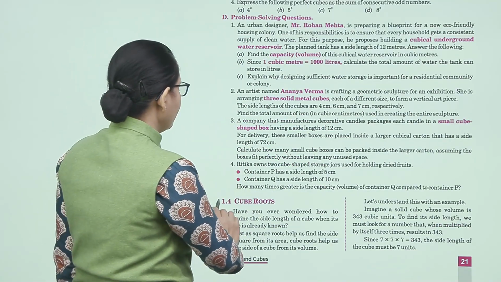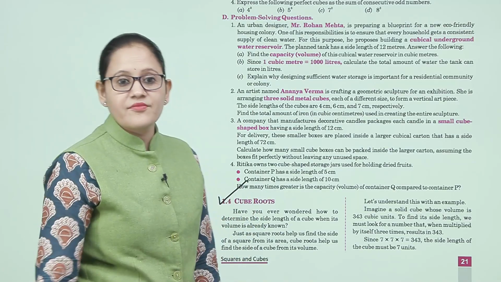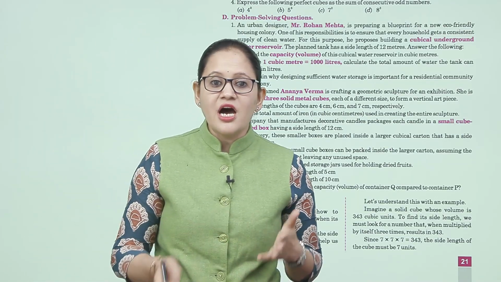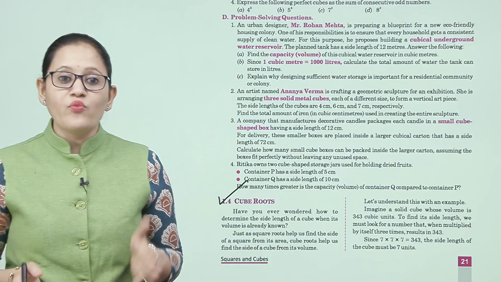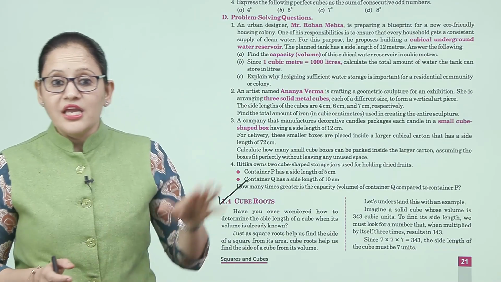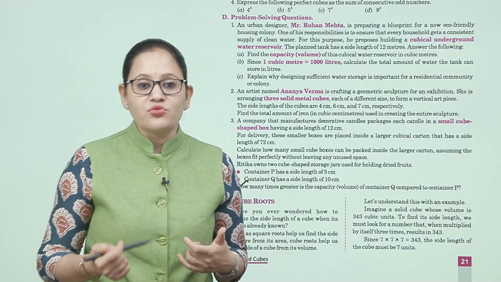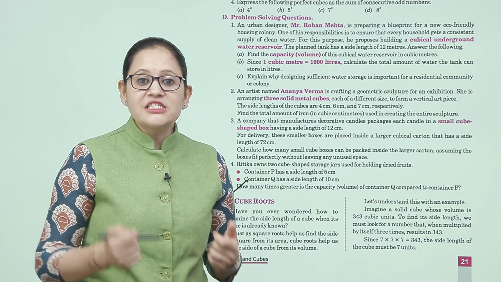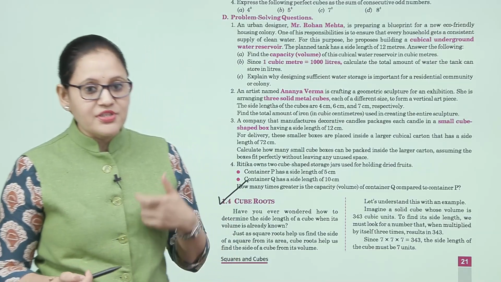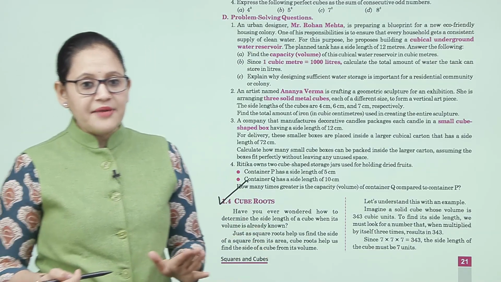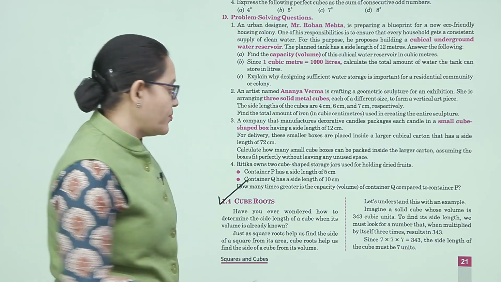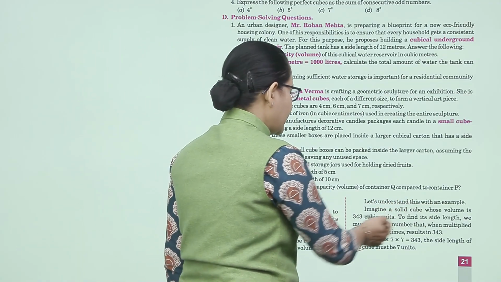Next is cube root. Have you ever wondered how to determine the side length of a cube when its volume is already known? If the volume is known and we have to find the side, what do we have to do? We have to find the cube root. Just as the square root helps us find the side of a square from the area, the cube root helps us find the side of a cube from its volume. Let's understand this with an example.